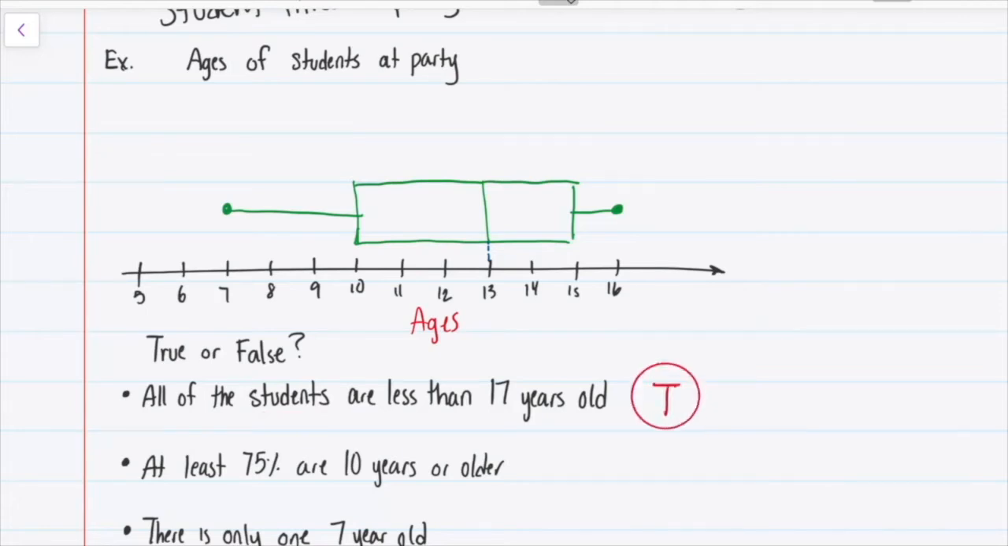Because, guys, the number 17 is not even on the graph. 17 is over here. And notice how my maximum point is 16. So there is no way that there could be a 17-year-old. So good job if you got it right.